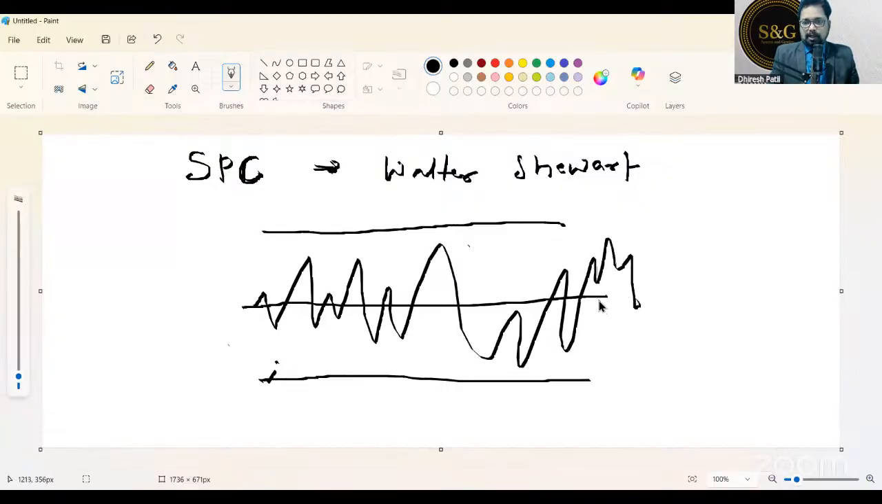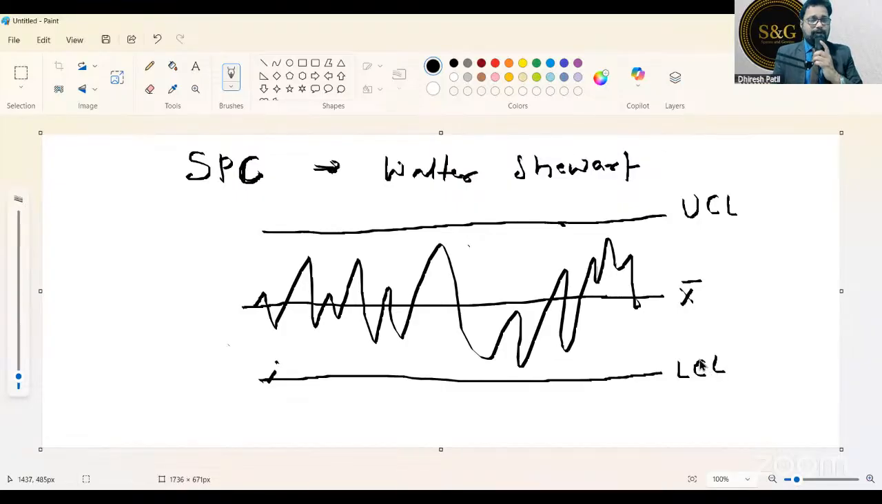Okay. Now this line is called the average line, which is the X bar line. And this line is called the control limit, the upper control limit. And this line, the bottom line, is called the lower control limit. Just for your information, the formula to calculate the upper control limit is X bar plus 3 standard deviation. And the formula to find the lower control limit is X bar minus 3 standard deviation.